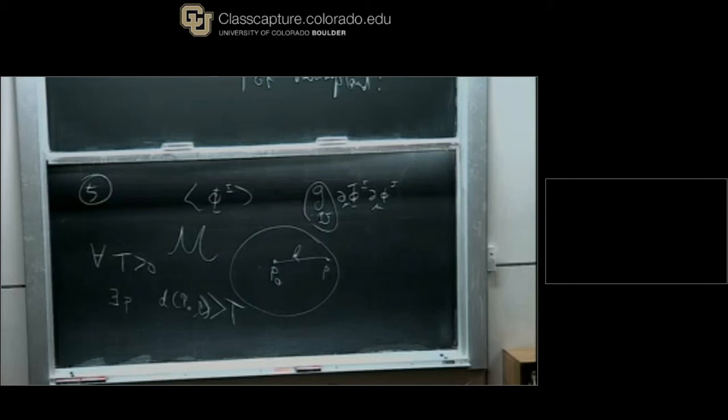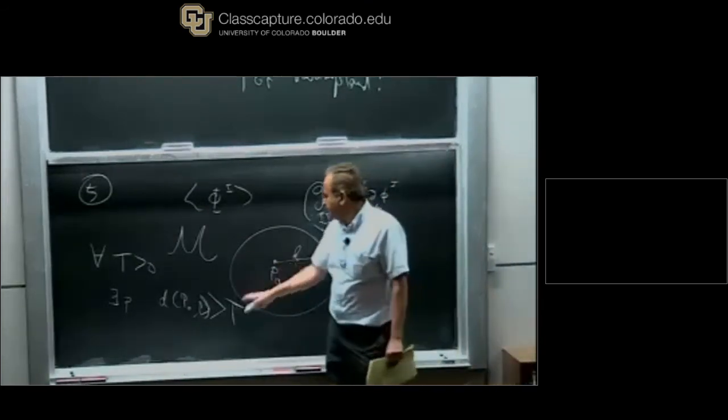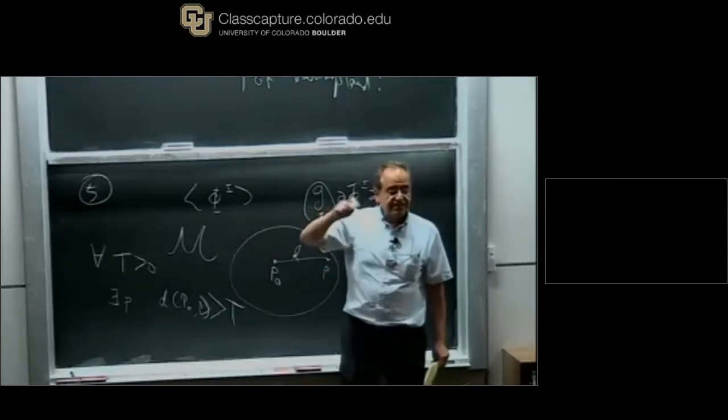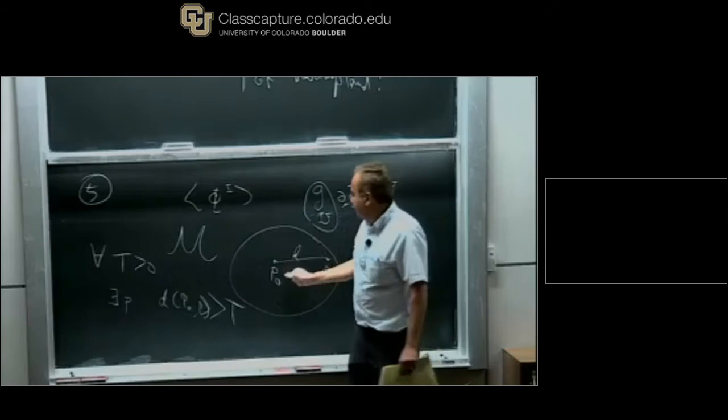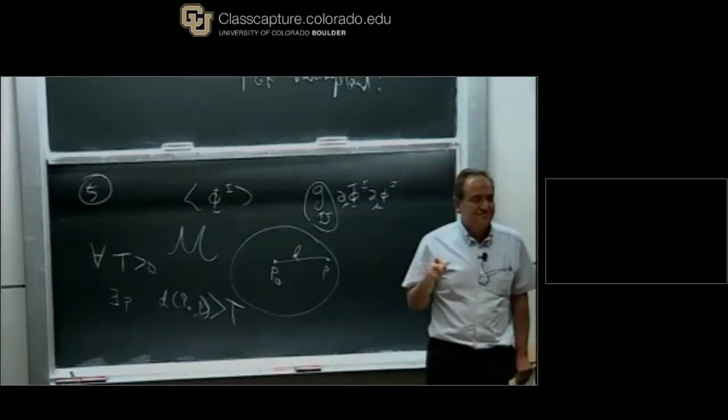So 6 is, yes? Yeah, the runaway is part of this story. I'm exactly coming to that runaway feature. So the statement is, not only is there such a p, but suppose you choose t to be larger and larger. Since for every t there's at least some p that's that far away, take the extreme limit as t goes to infinity. Then the claim is, the theory will have light degrees of freedom.